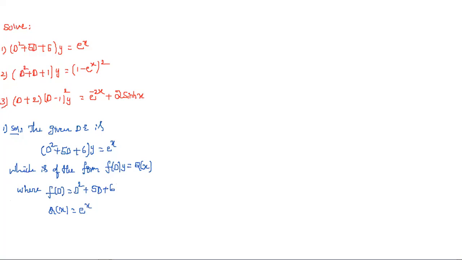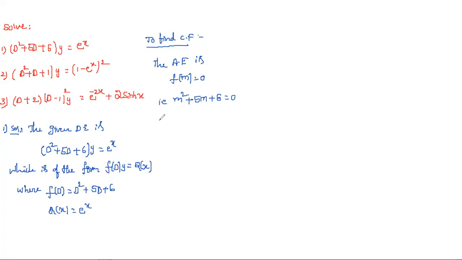For finding the complete solution, first we need to find the complementary function, and second the particular integral. To find the complementary function, the first step is to write the auxiliary equation. The auxiliary equation is f of m equal to 0. We get this f of m by simply replacing D with m. So m squared plus 5m plus 6 is equal to 0.